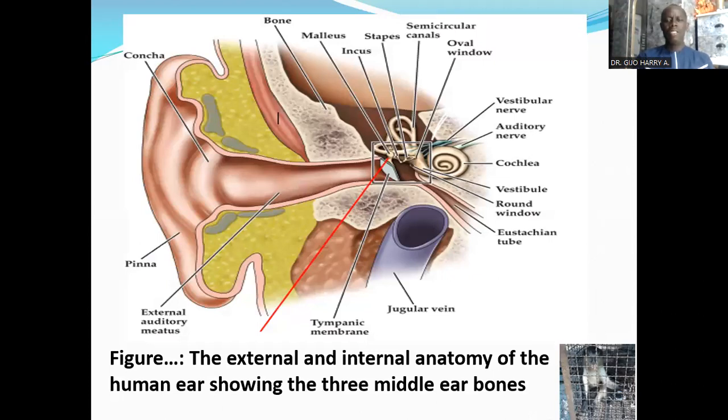that's also showing the 3 middle ear bones. Now here are the 3 middle ear bones. We have the malleus, the incus, and the stapes.